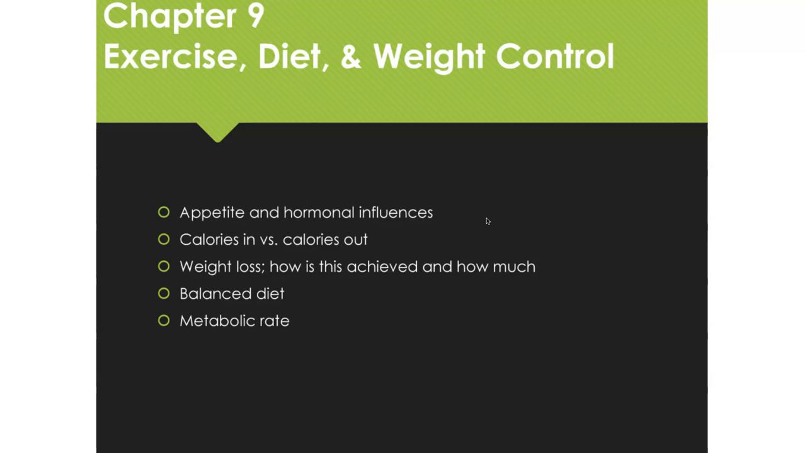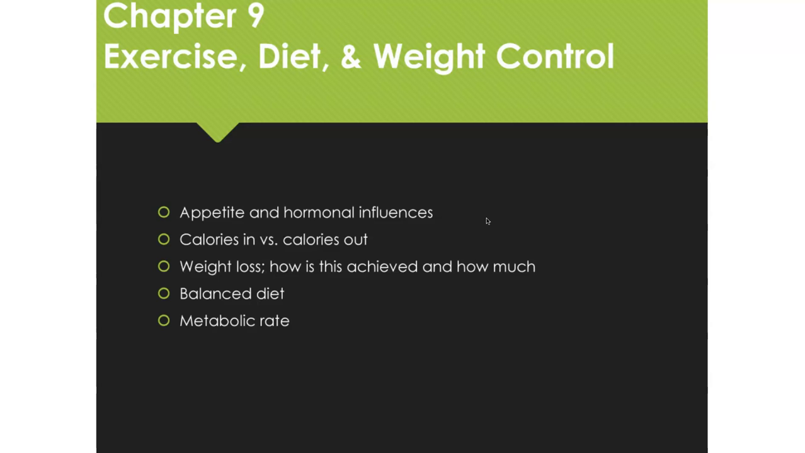Chapter 9, we talked about hormones and your appetite influences. One hormone particularly tells you when to eat, and one tells you when to stop. Be able to know which those are. We also talked about the 3 calories in versus calories out scenarios. Which one is for weight gain, which one is weight loss, which one is weight maintenance. Be able to explain those.